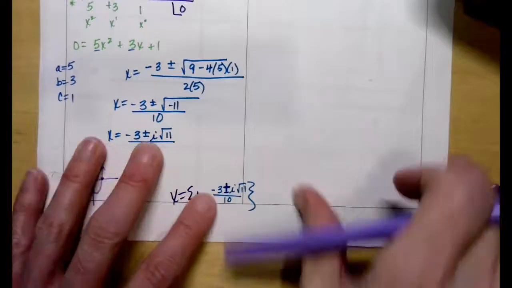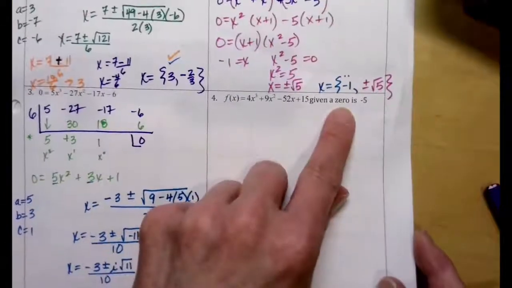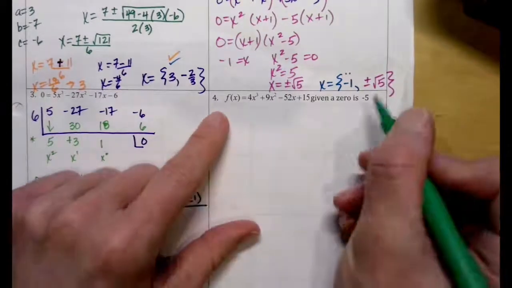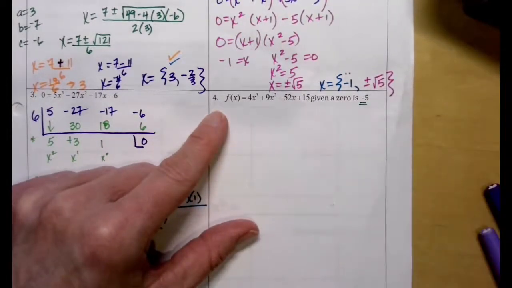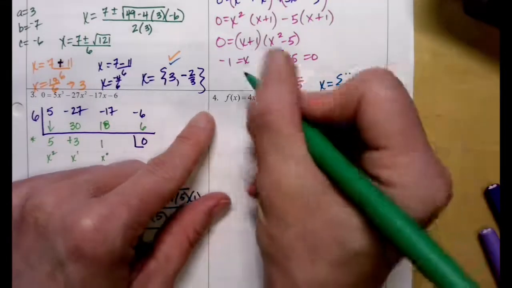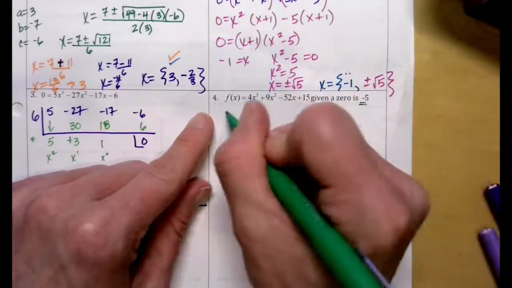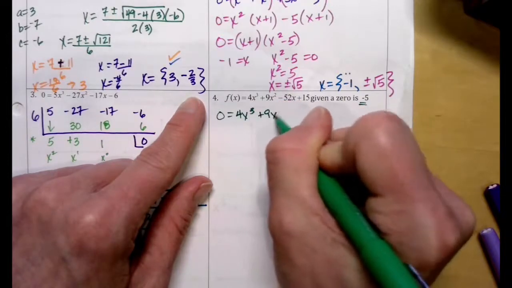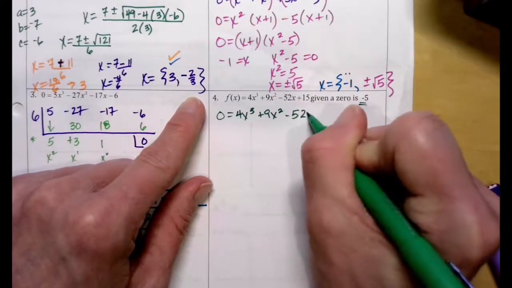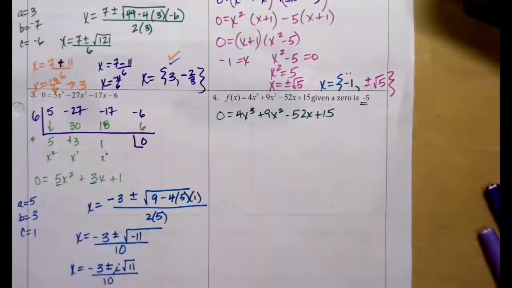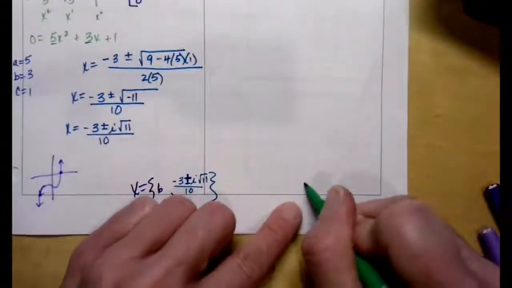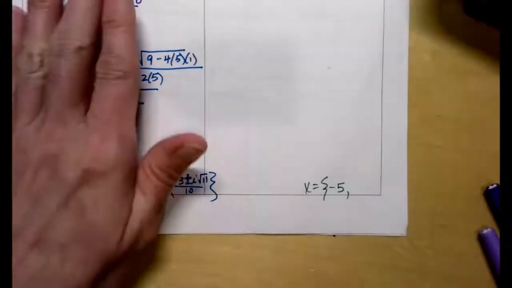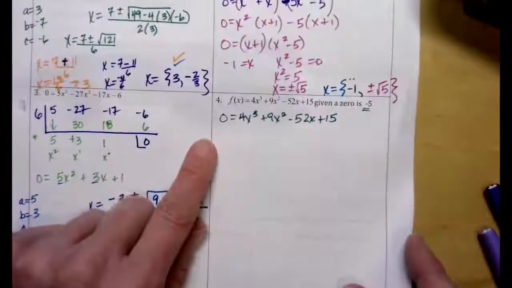All right, look, they gave us, so we don't need to graph, they gave us our 1, 0. All right, so I have 0 is equal to 4x to the third plus 9x squared minus 52x plus 15. Guess what? They told us that one of our zeros is negative 5. That's good news. So now we have a place to start.